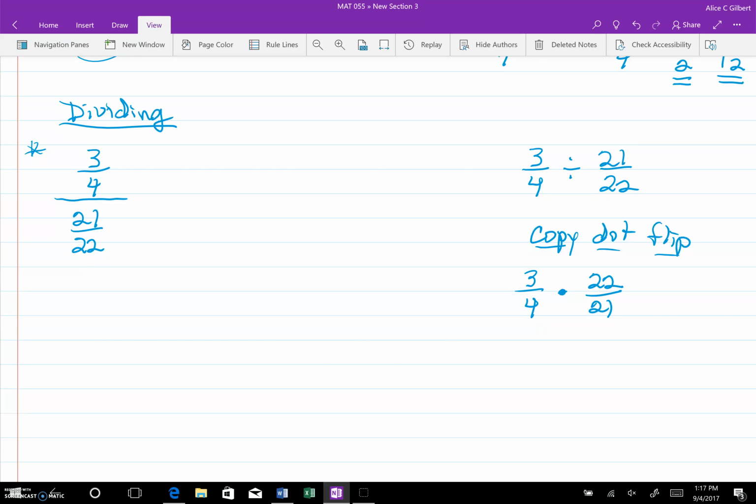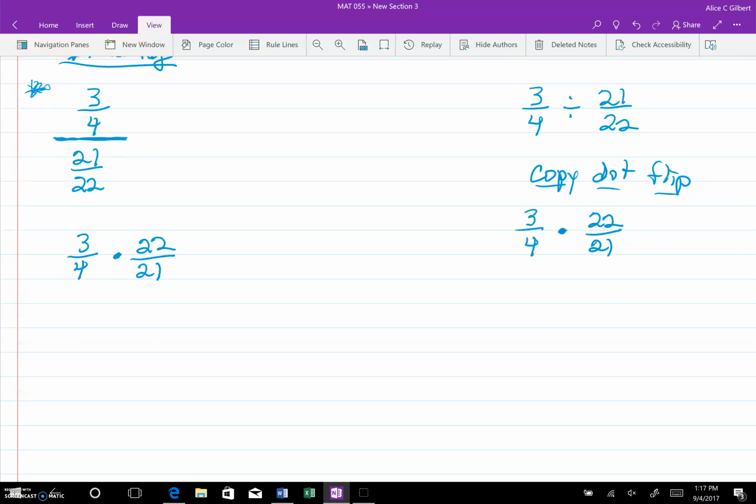Or if we're doing it over here like this guy, then copy, I copy the first one exactly like it is, dot, turn this division line into multiplication, because we cannot divide fractions. We can only multiply them by the reciprocal, but we don't need to really know that. Copy, dot, and flip. So I flip this, and now we just do exactly what we just learned about multiplying.